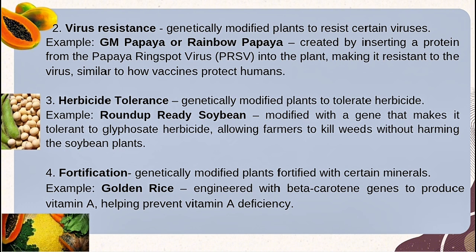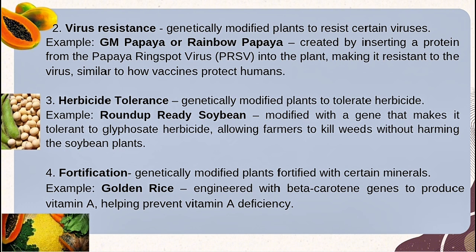Another is herbicide tolerance. Genetically modified plants tolerate herbicide. For this, some plants are trained so they can survive when herbicides are used to remove weeds. An example is the Roundup Ready soybean, modified with a gene that makes it tolerant to glyphosate herbicide, allowing farmers to kill weeds without harming the soybean plants.